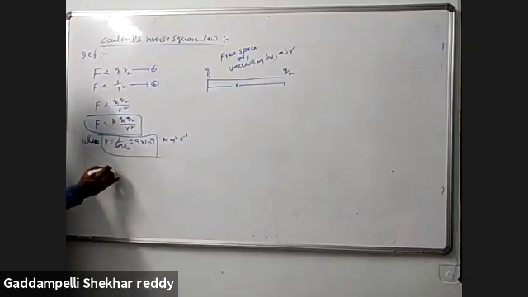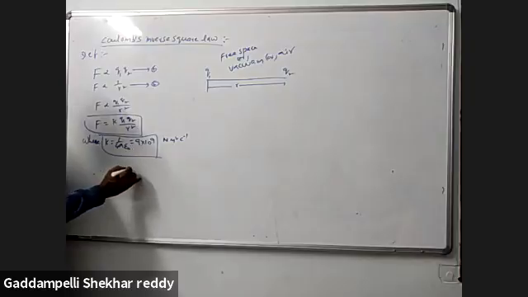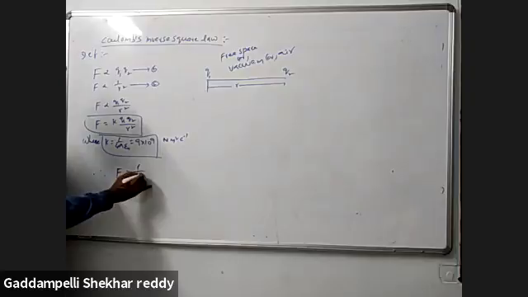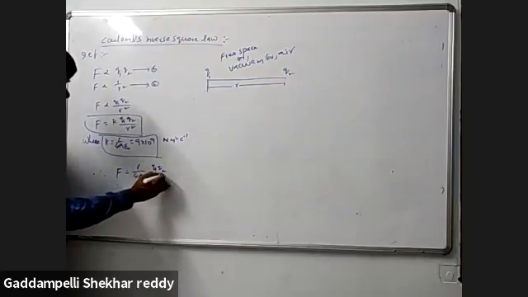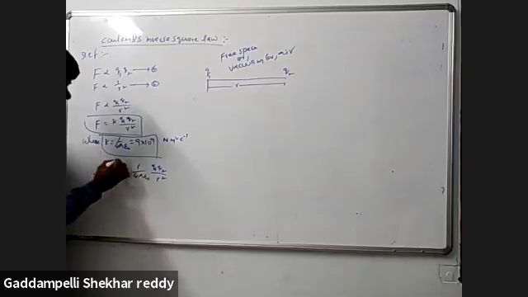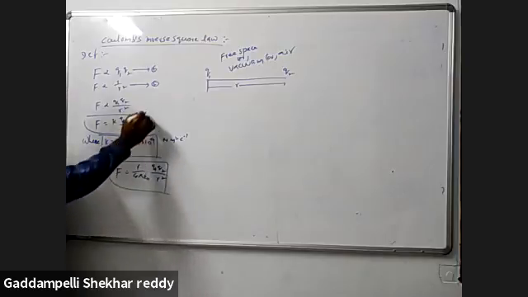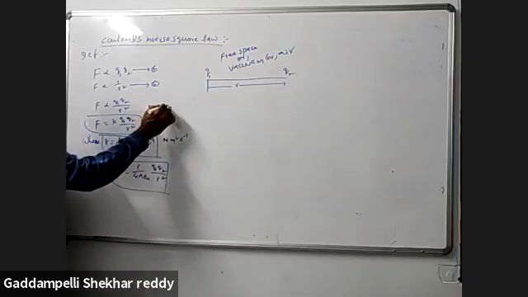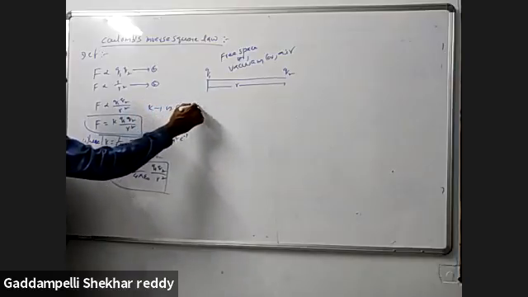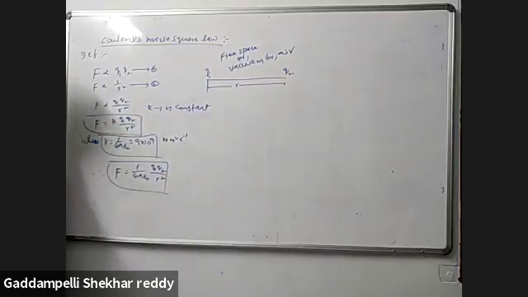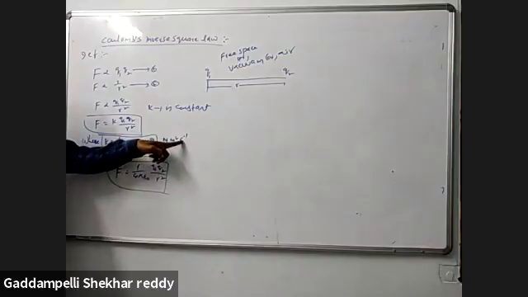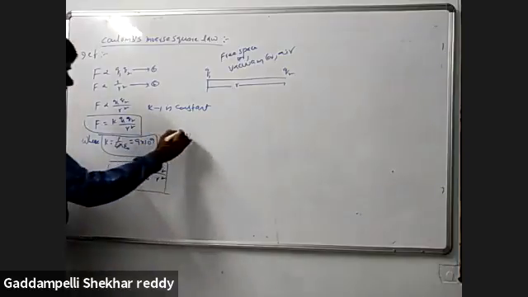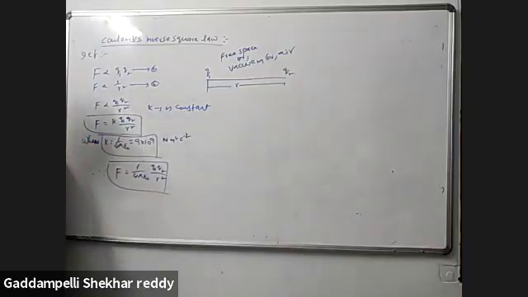So therefore, F is equal to 1 by 4 pi epsilon naught Q1 Q2 by R square, where K is a constant. That value of 1 by 4 pi epsilon naught is equal to 9 into 10 power 9 Newton meter square Coulomb power minus 2. Charges are there.